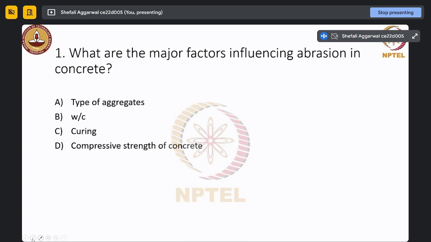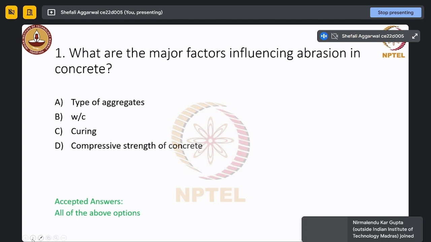I think along with the aggregates, water content, compressive strength, curing will also affect, no? Because curing is indirectly affecting the compressive strength. So the answer will be all of the above. I'm sorry guys, I am not able to hear you properly. So you just type the answer in the chat box for now.